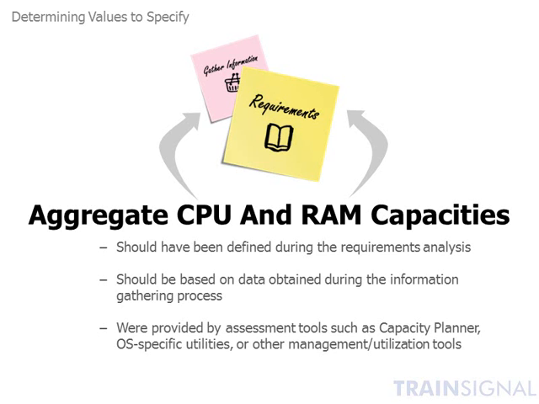A variety of tools can help you get that information. We discussed in other lessons in this course tools like Capacity Planner, VMware's hosted assessment service, operating system specific utilities like Performance Monitor on Windows, or other management and utilization tools both from VMware and third-party organizations. All of these will provide the data during the information gathering process that will help you define the requirements and other design factors, and out of those will come also your aggregate CPU and RAM capacities.